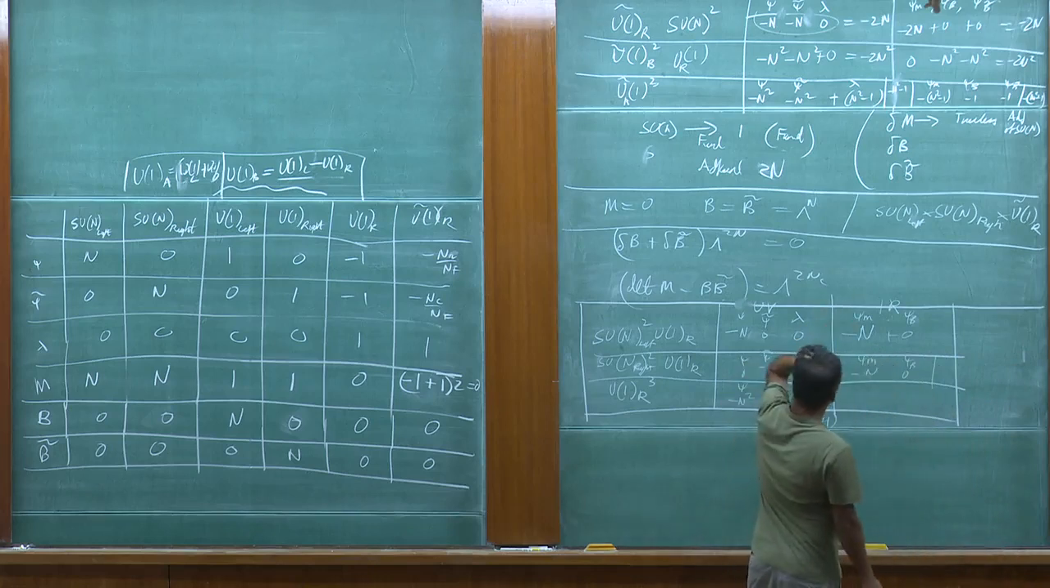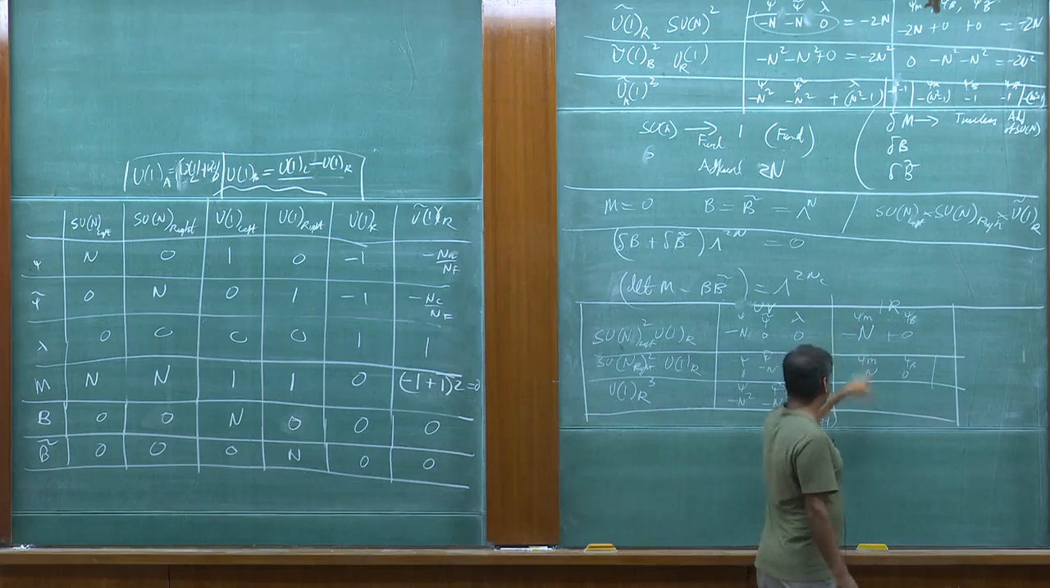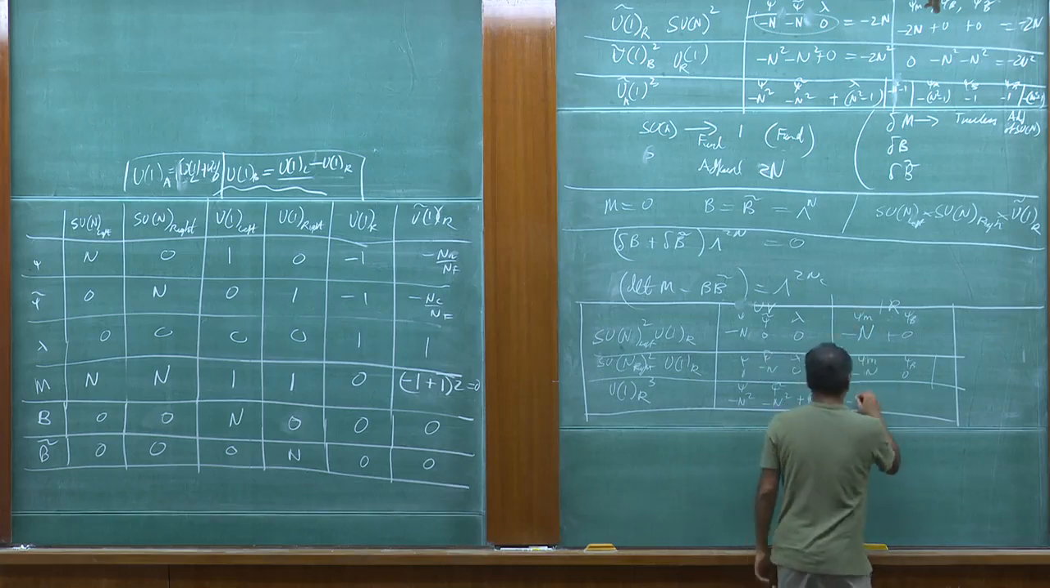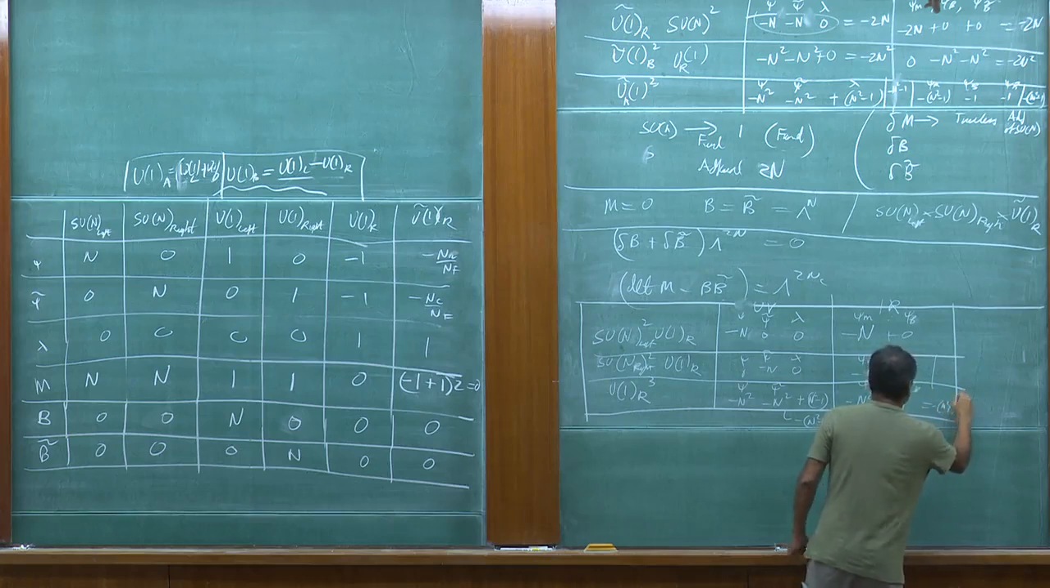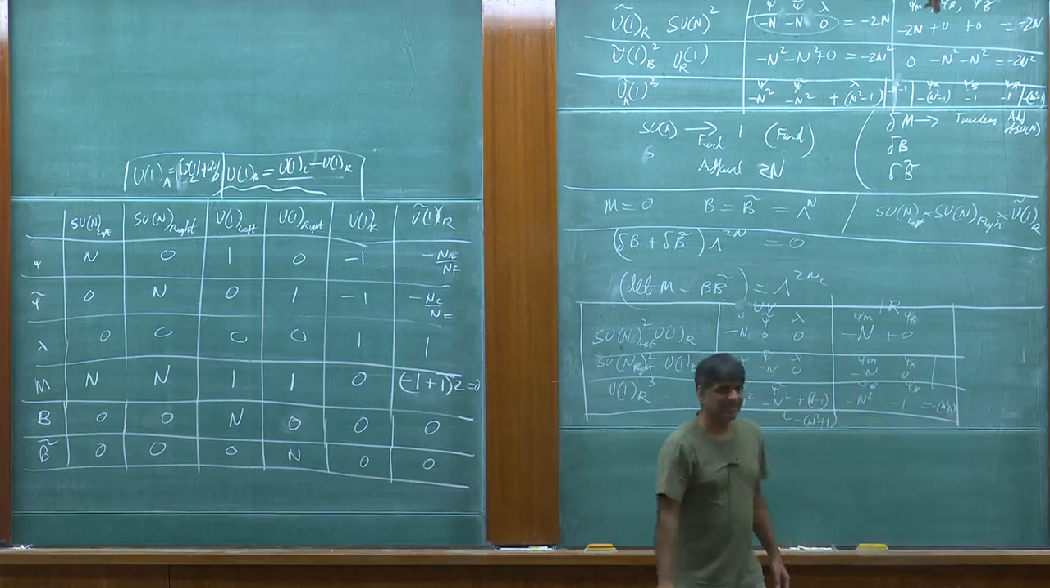Okay. Now, on the IR side, U(1)_R cubed, well, every field has U(1)_R cubed minus 1. How many fields are there? N squared from M and 1 from B. So it works.